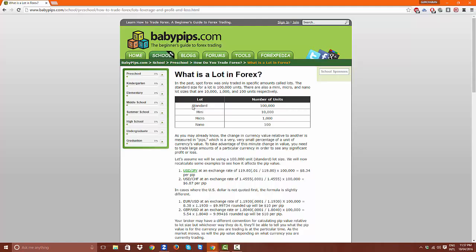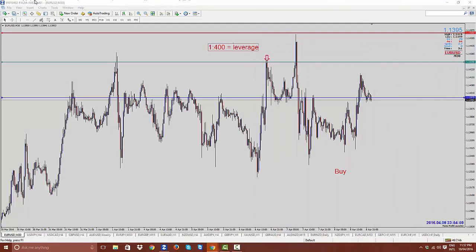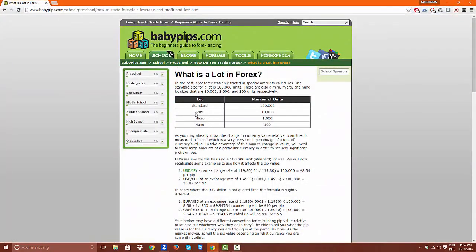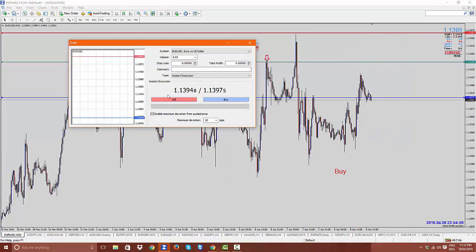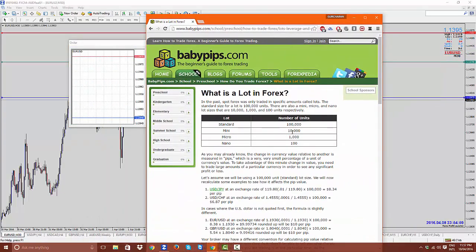Now, most brokers are leveraged according to standard lots. However, the FXCM account I use is a mini account. So when I say one lot in a mini account, it gives me 10,000 units. So you don't need to confuse this very much. When I say 0.1 lot, in my case it is 0.1 of this 10,000, so that is only 10 units.